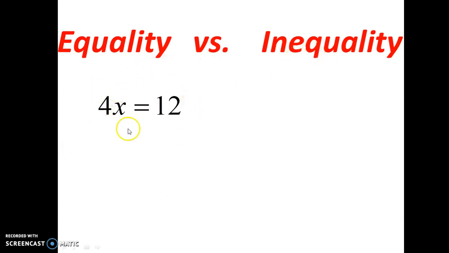This is an equality situation. We have an equal sign. There's an equation. And as you know, you divide by 4, you get one answer. There's only one answer to this equation. That answer is x is 3. X can only be one number, and it is 3.